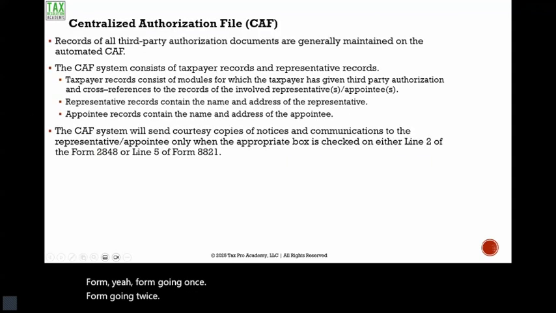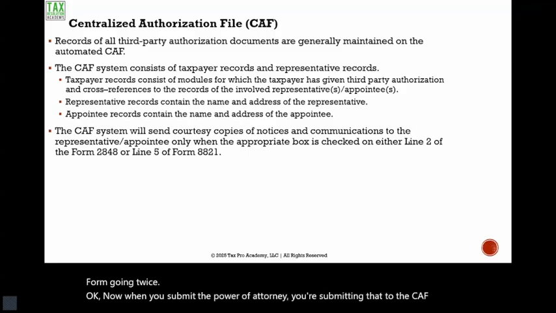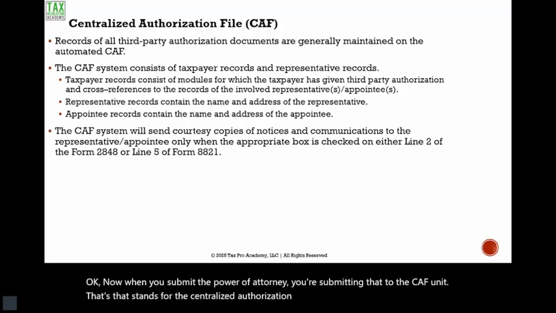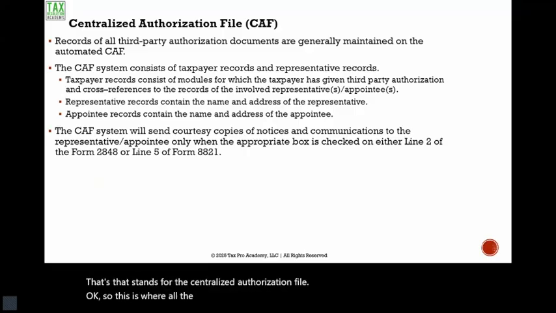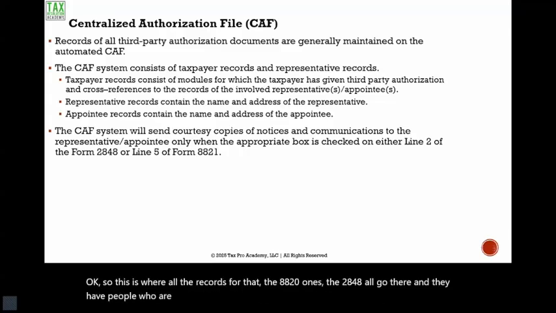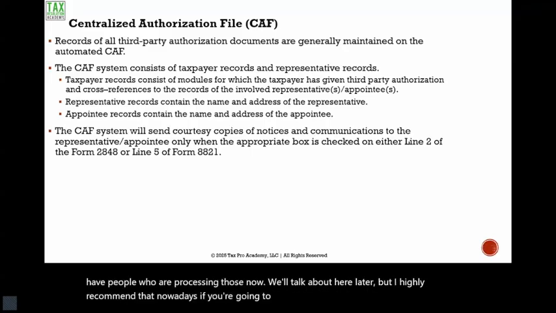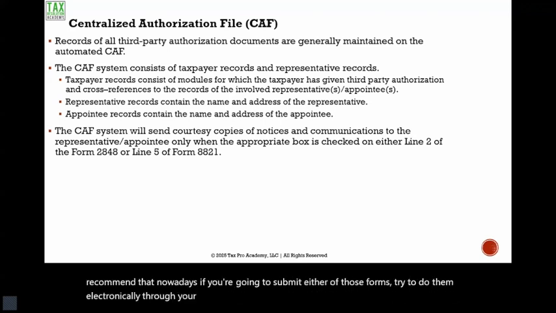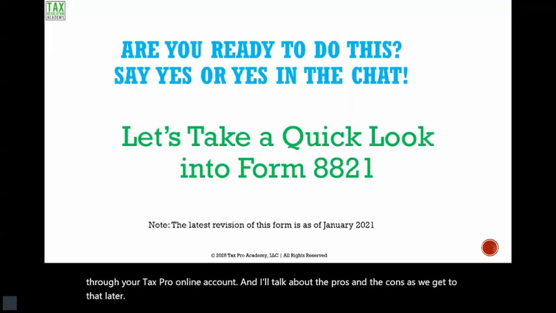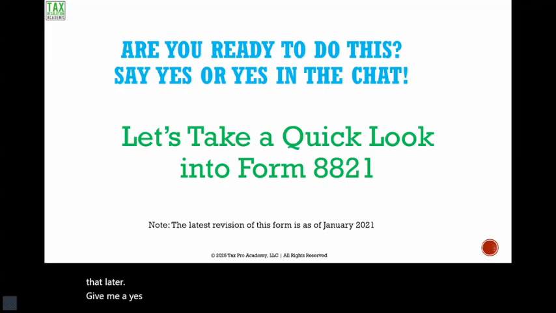Now, when you submit the power of attorney, you're submitting that to the CAF unit. That stands for the Centralized Authorization File. This is where all the records, the 8821s, the 2848s, all go. And they have people who are processing those. Now, we'll talk about this later, but I highly recommend that nowadays, if you're going to submit either of those forms, try to do them electronically through your Tax Pro online account. And I'll talk about the pros and the cons as we get to that later. Now, give me a yes or yes if you're ready to move forward.